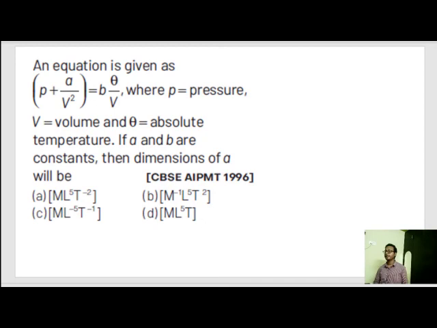An equation is given as P plus A by V square equals B into theta by V, where P is pressure, V is volume, theta is absolute temperature, and A, B are constants. What is the dimension of A? We have to apply the same concept: addition and subtraction can only take place between quantities of the same units. Therefore P, A by V square and B theta by V have the same units.